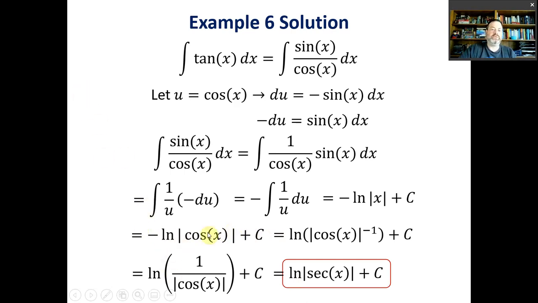So on a test, this would be fine. But on the homework, it might want you to simplify it if you have a problem like this.